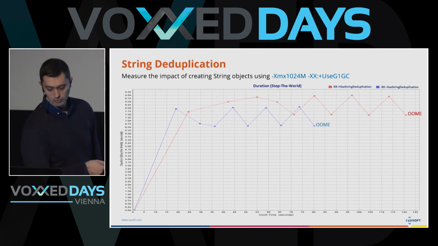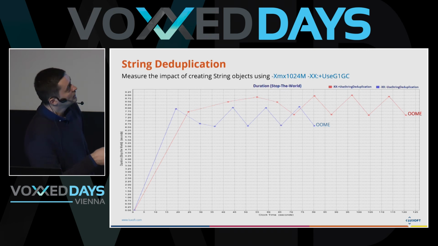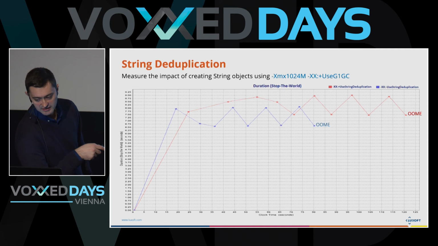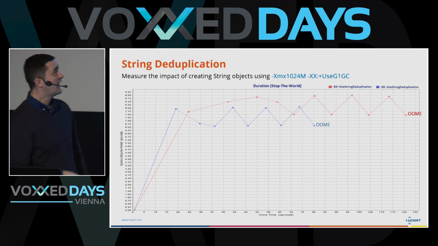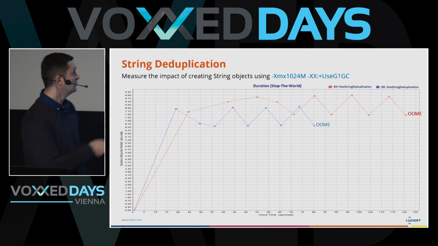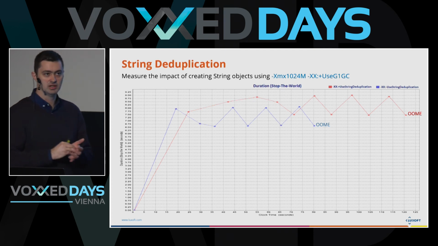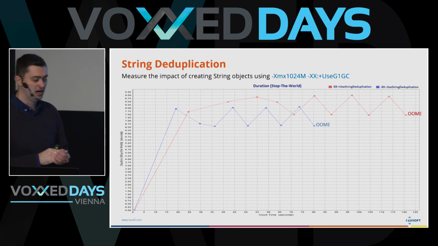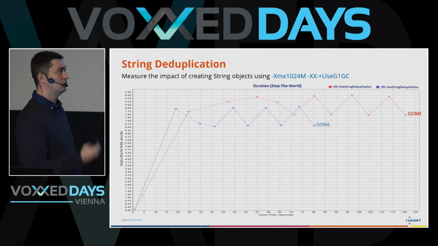The first test was with string deduplication, and the second one was without string deduplication, as you can see here. So what we had from the stop the world pauses. In case of string deduplication, the red one, we see a bigger number. So the stop the world pauses took more.